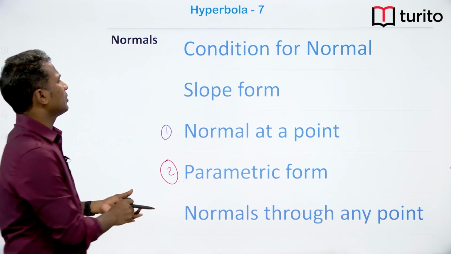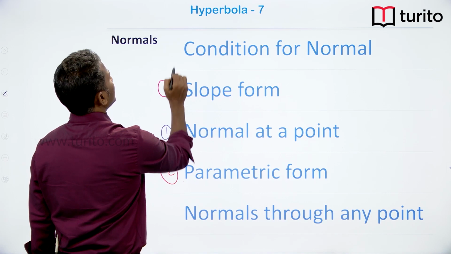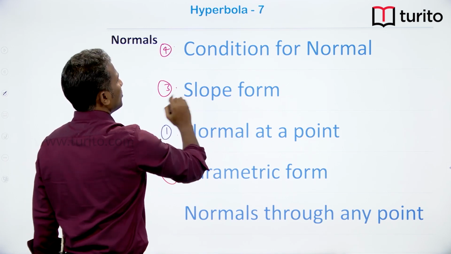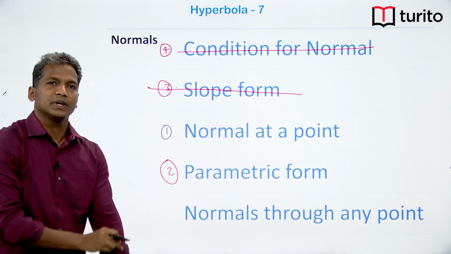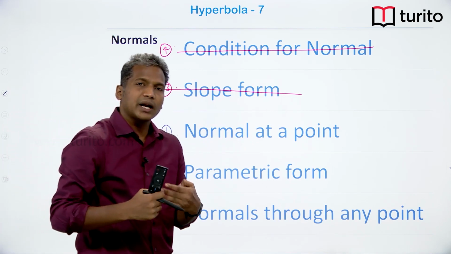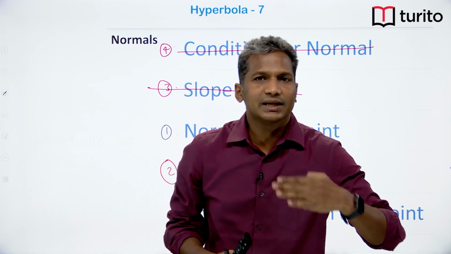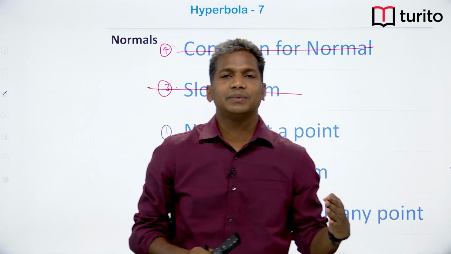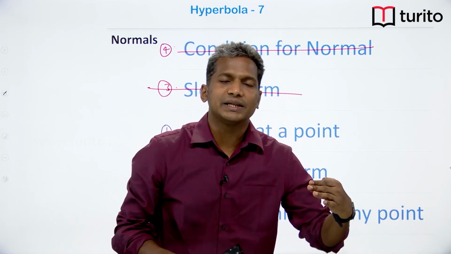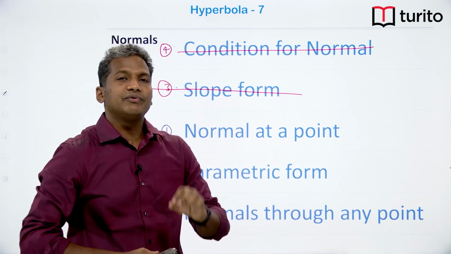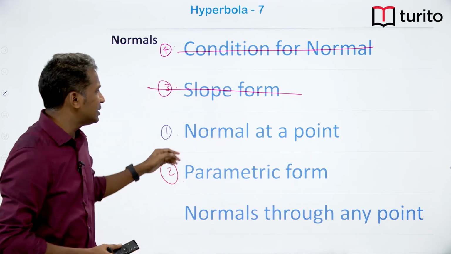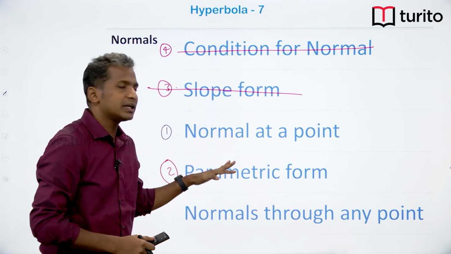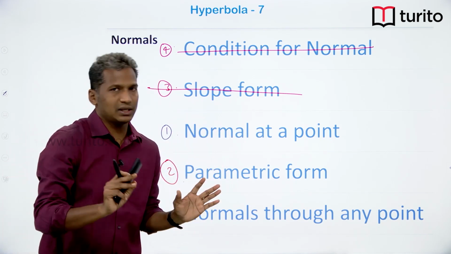Now similarly you can also derive slope form and you can derive the condition for normal, but these are not required for rectangular hyperbola. The moment we mention rectangular hyperbola, it itself is a borderline concept, so we don't go much deeper into this. Now if you get any questions on rectangular hyperbola, you can start with normal at a point and parametric form and then try to analyze.